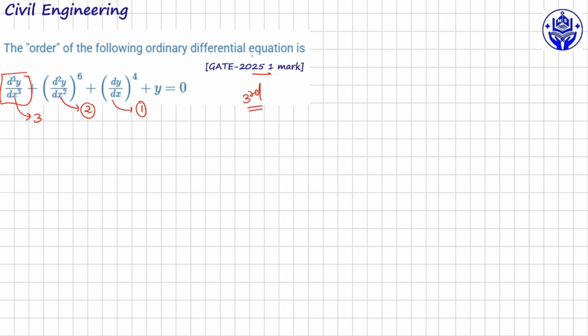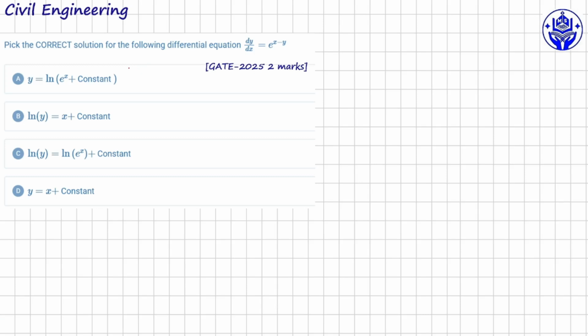Okay, next. Pick the correct solution of the following differential equation: dy by dx is equal to e to the power of x minus y. Whenever you have this kind of differential equation in which you have e to the power of x minus y, you should separate this. So dy by dx is equal to e to the power x into e to the power of minus y. I can just write it like this.